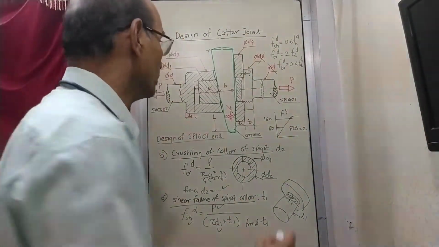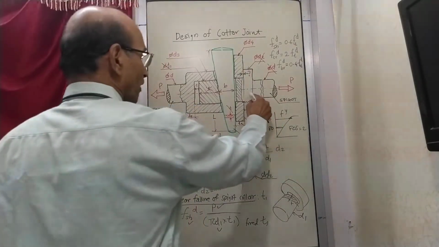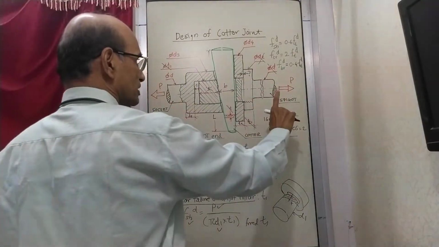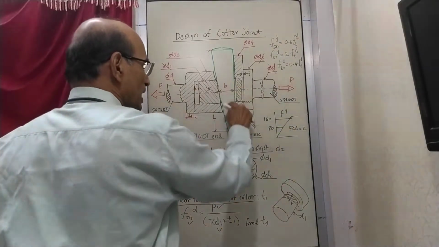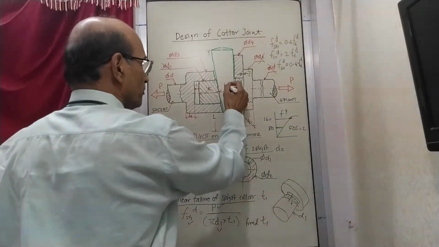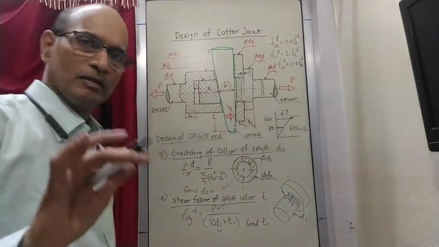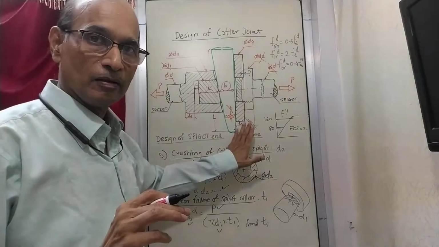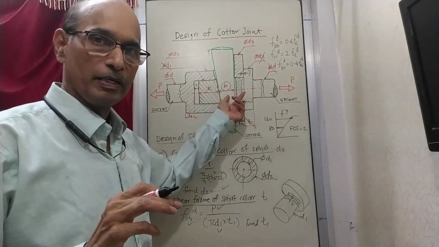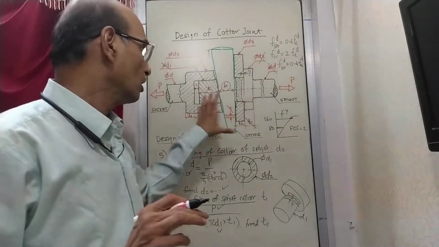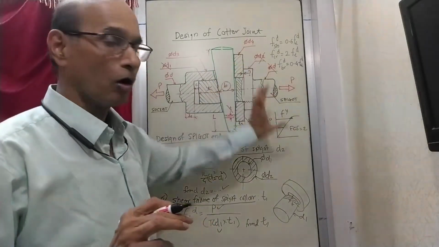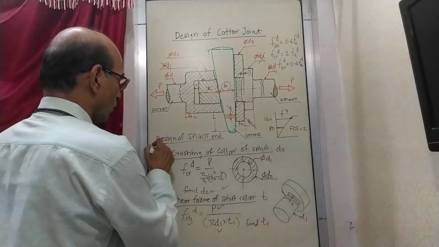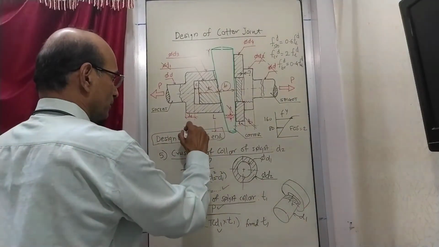So at this stage you will realize that for finding out the size of this particular shape, everything is decided except this b and t. And t is also decided, only b is not decided. But you can wait for some time. Whenever we design the cotter pin, at that time you will be able to find b. Other than b, all the rest of the dimensions of the spigot are finalized at this stage. So the design of the spigot part is over.